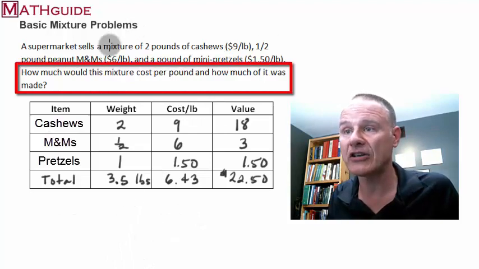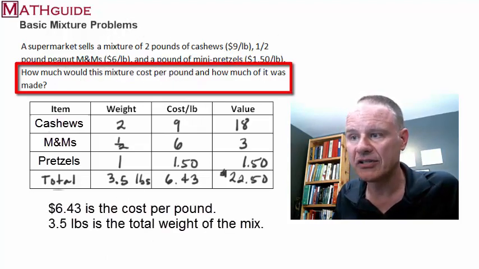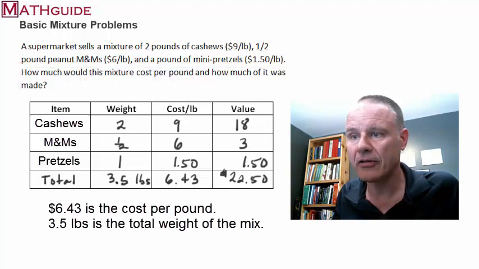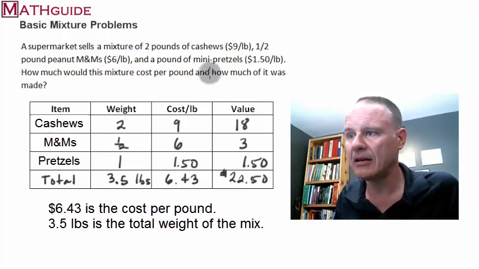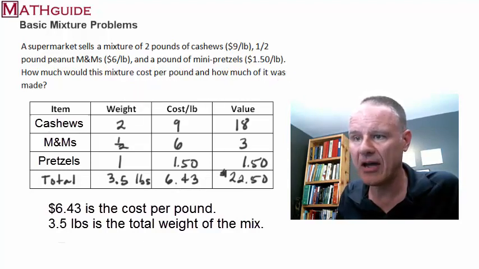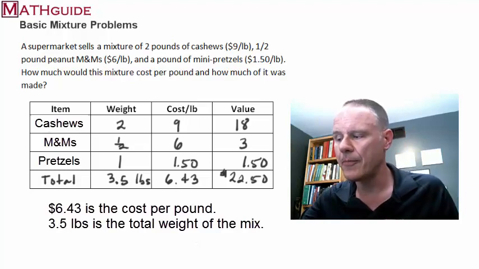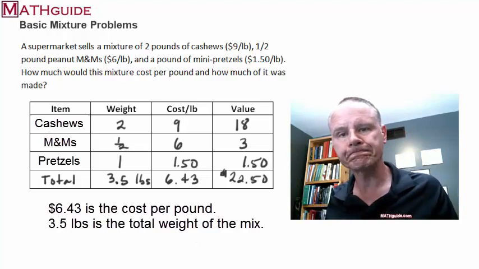So let's answer the question. How much would this mixture cost per pound? So it's $6.43 is the cost per pound. All right, and then how much of it was made? It looks like we've got 3.5 pounds of mix. And there you go. We've solved the problem.